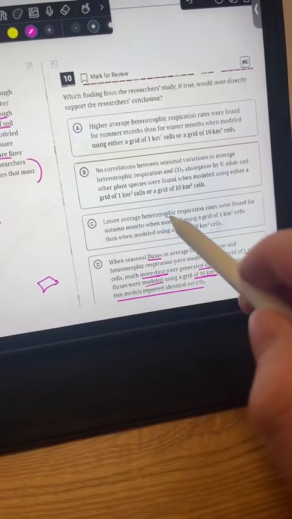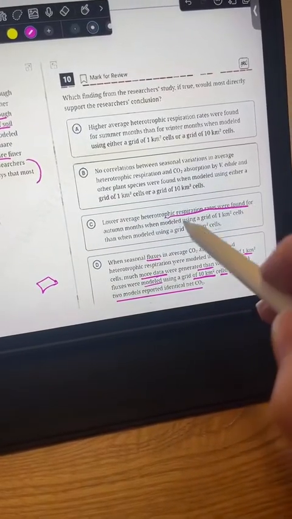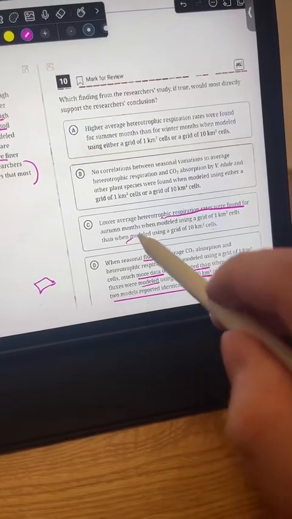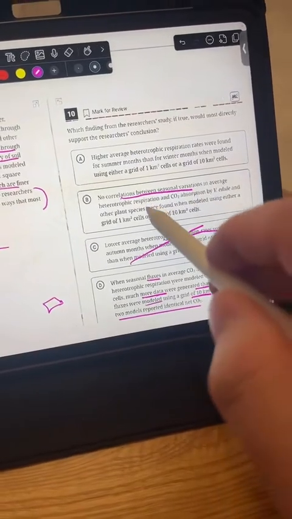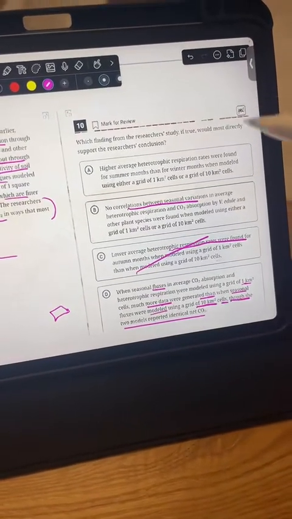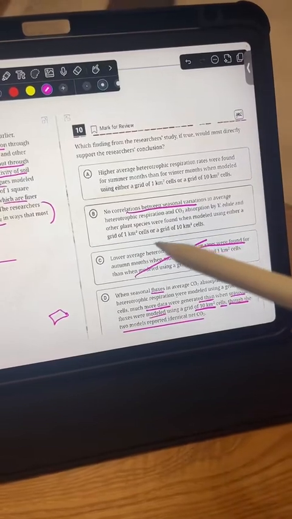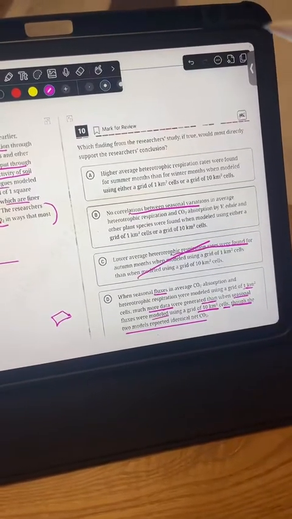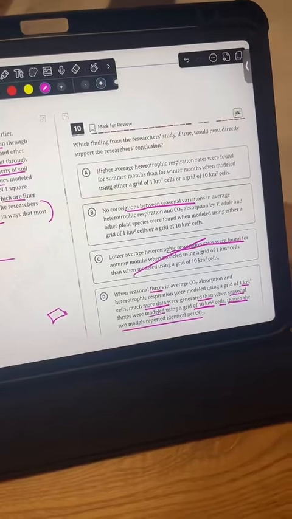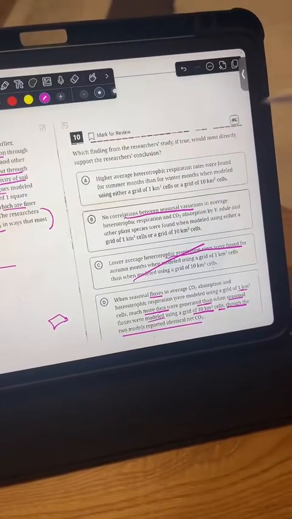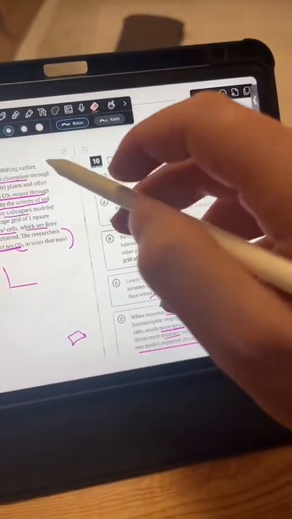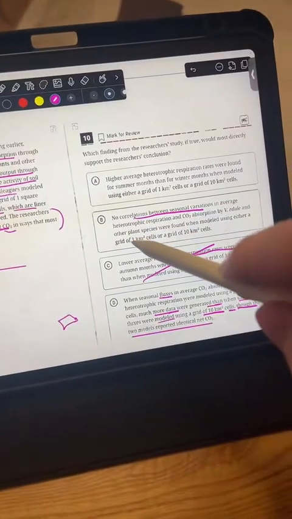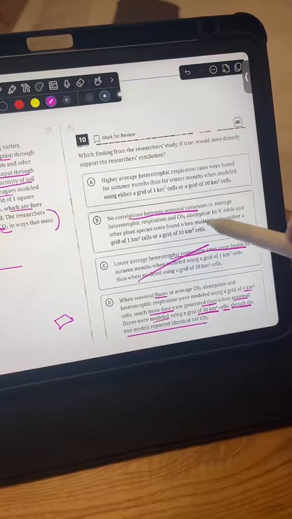Let's look at C. Lower average heterotrophic respiration rates were found. No, it's not about the seasons. It's about the land. No correlations between seasonal. And remember, when it's speaking too strictly, like no or absolutely or 100% or impossible, these kinds of words, if they are used, most probably they are not the answer unless it's included in the text. Nothing is said in here that is impossible or something like that. So we are also eliminating B. And let's just look at it again.